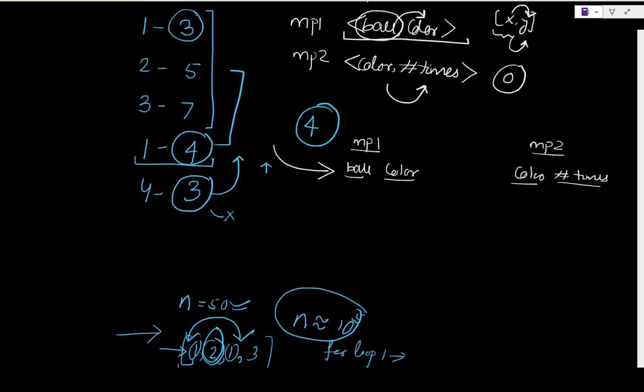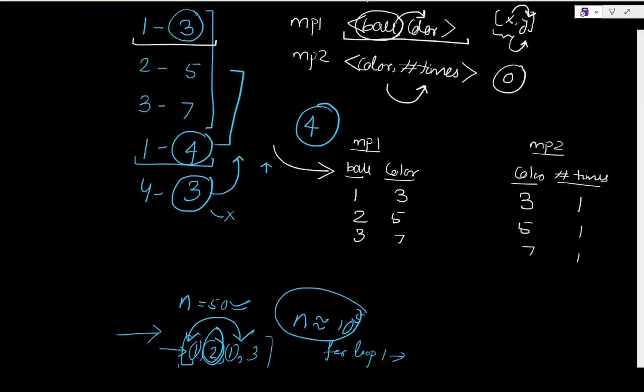Just a side note. Here I'll check whether 1 is present in this mapping. It's not present, so I'll map 1 to 3, and color number 3 is present 1 time. Now ball number 2 with color 5 isn't present in the map, so I'll just add it, and color number 5 is also present 1 time. Similarly, 3 with color 7 will be added, and color number 7 is present 1 time.